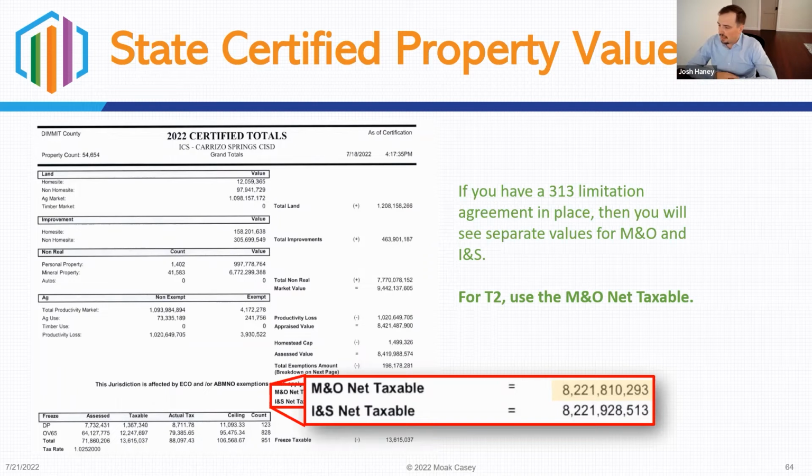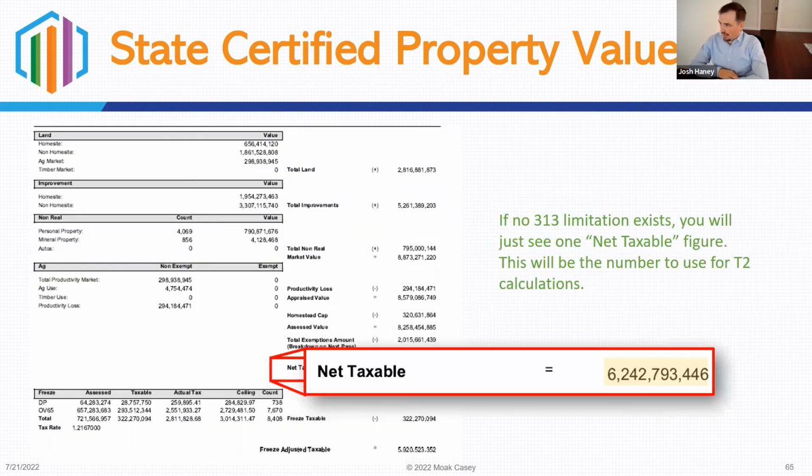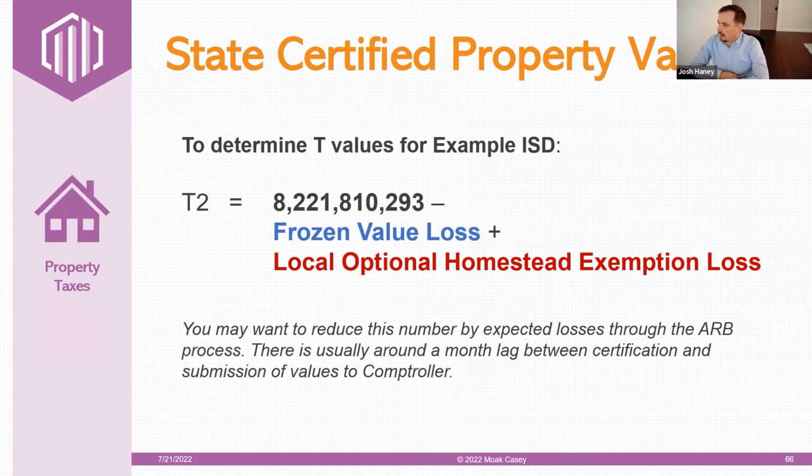Grabbing that M&O net taxable from the grand totals page. Again, if you don't have a 313, you'll just see net taxable listed there, and that'll be the same. You'll use that same number for M&O and INF. Okay, so we got that number plugged in.